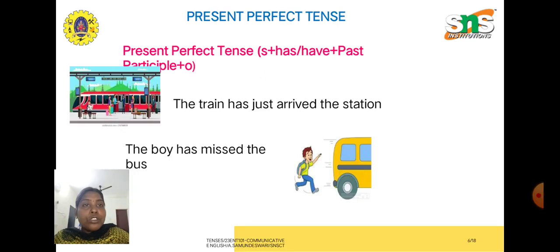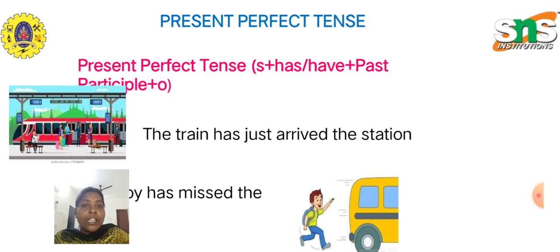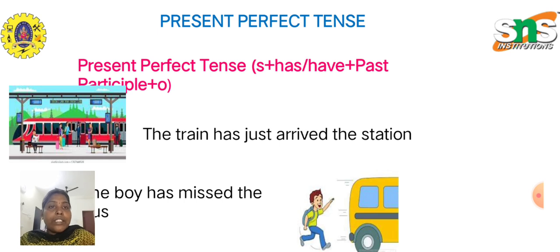So next we are going to see the topic, the form of present perfect tense. Present perfect tense means something has started sometime in the past and was progressing, whereas it ends in the present time itself. So that is known as present perfect tense.